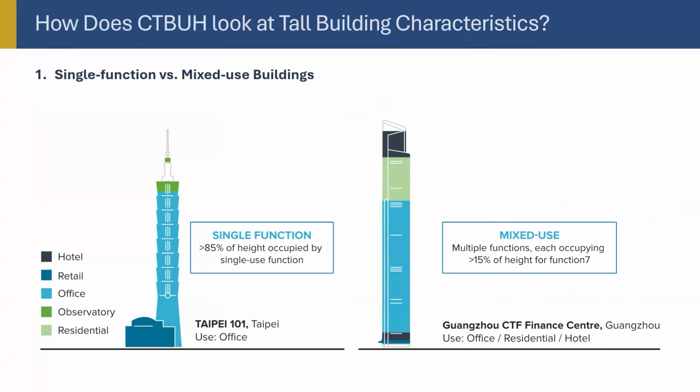So this is if 85% of the height is occupied by the same purpose, it's a single use. So if 85% is apartment, it's an apartment building, single use. Or if 85% is office, it's an office building. But if it is mixed use, then that means anything which is more than 15% of the total becomes mixed use, like hotel, apartment, these things are mixed together.